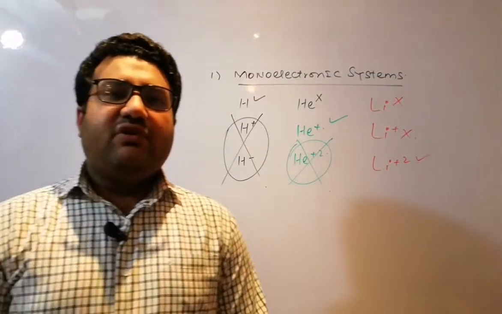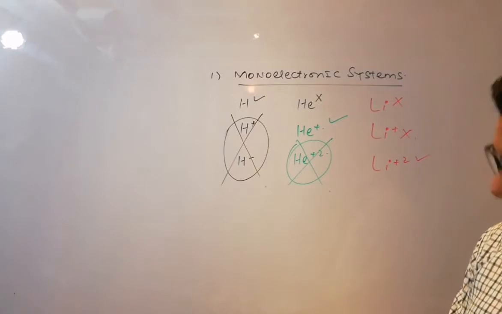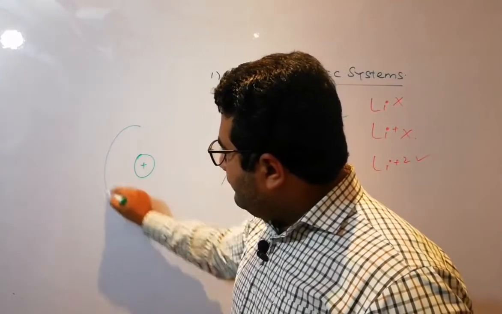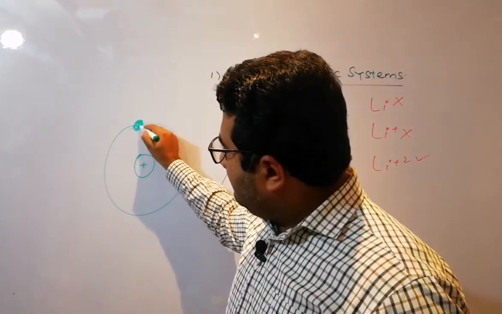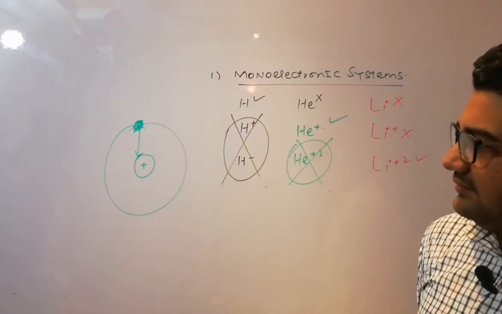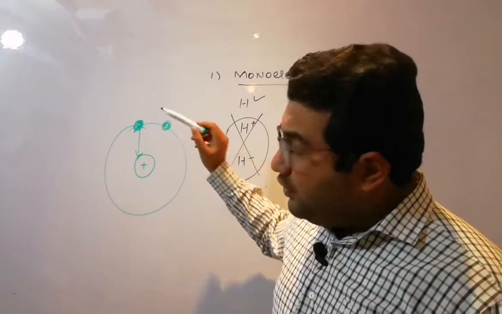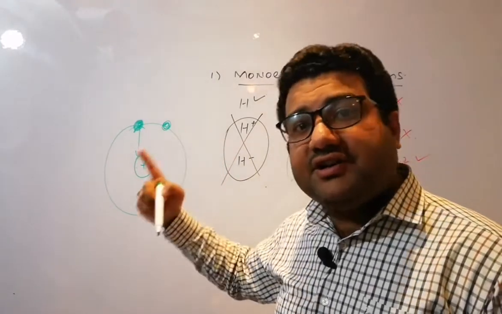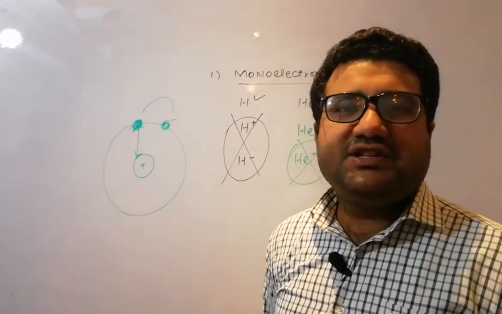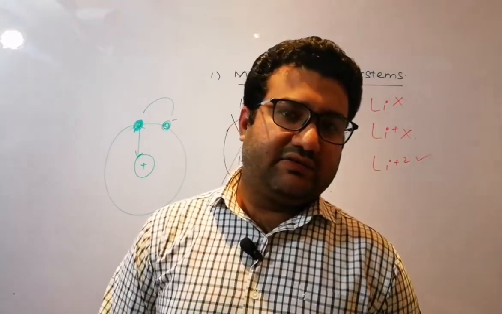Now the question is why Bohr's atomic model fails to explain the multi-electron system, why it only explains the monoelectronic system. Because Bohr's model deals with the force of attraction between the electron and the nucleus, which is Coulombic force, electrostatic force. Bohr's model only considers the force of attraction between electron and nucleus. If there is a second electron, there will be a force of repulsion between these two electrons as well, and this force of repulsion will disturb all results of Bohr's model.